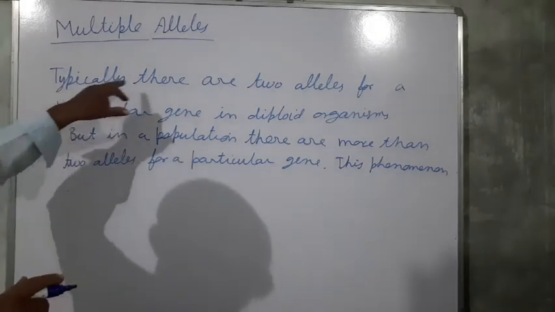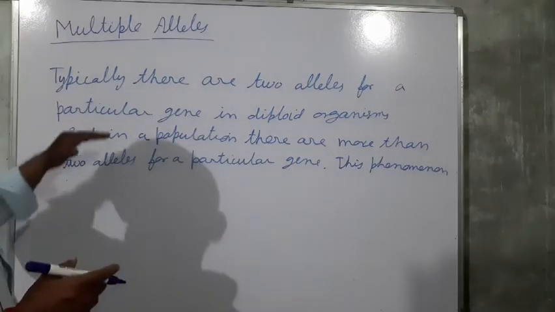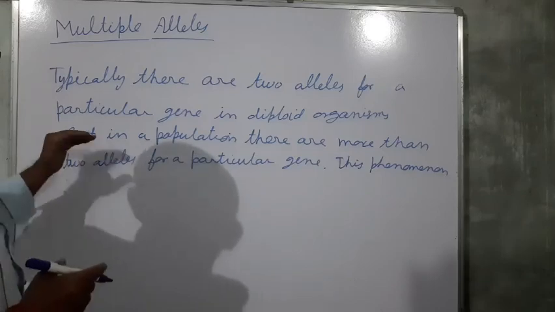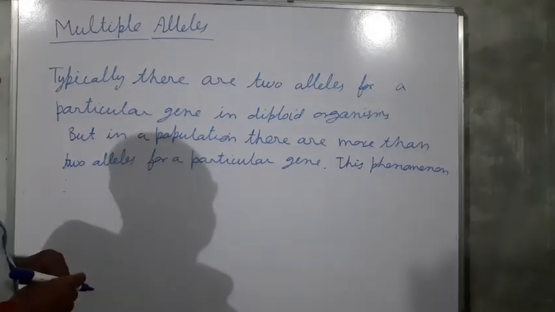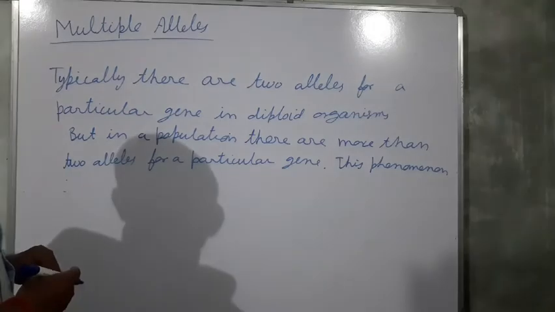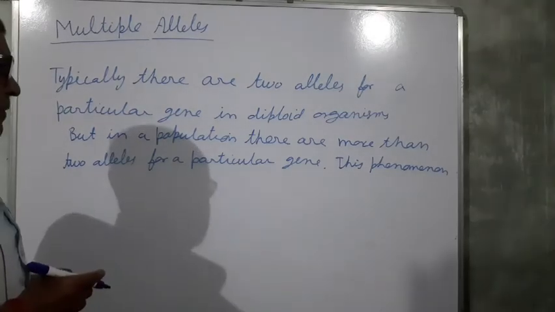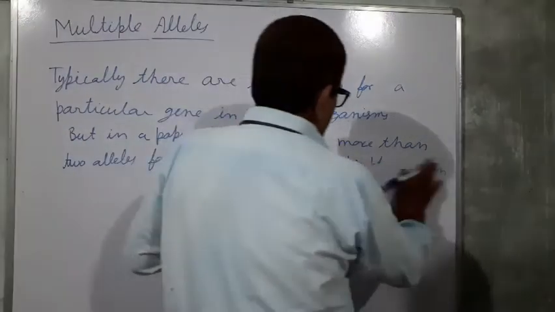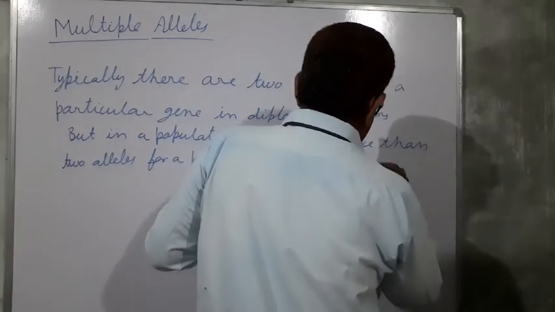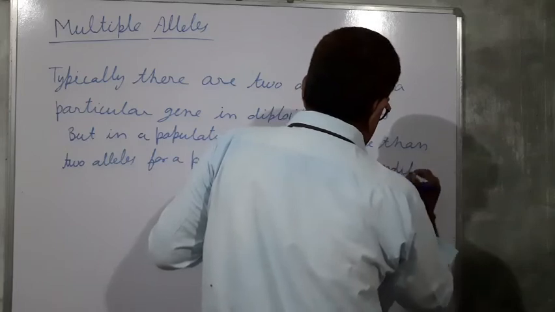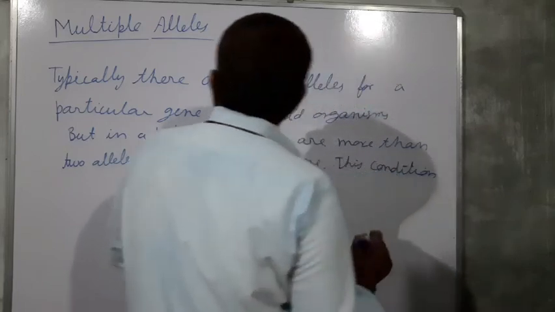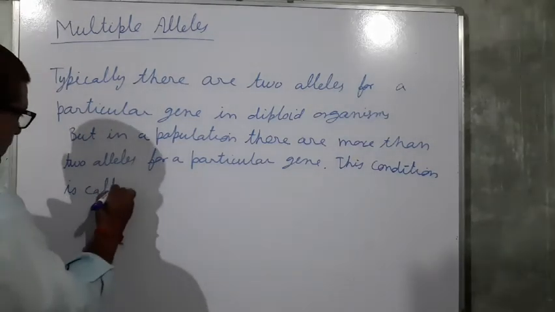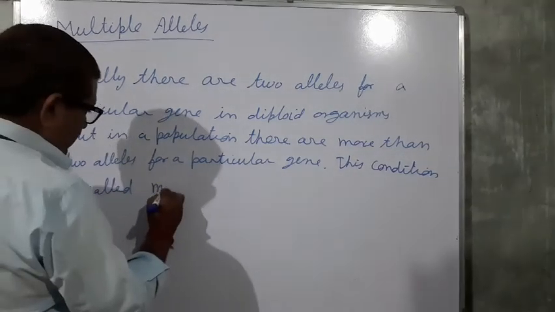So typically there are two alleles for a particular gene in a diploid organism, but in a population there are more than two alleles for a particular gene. This situation, or this condition, is called multiple alleles.